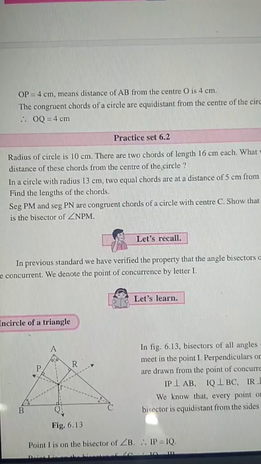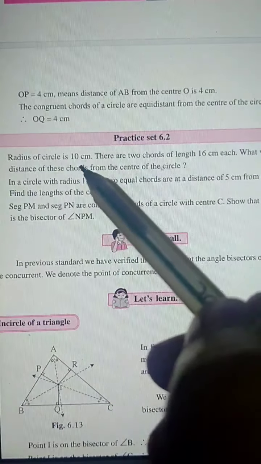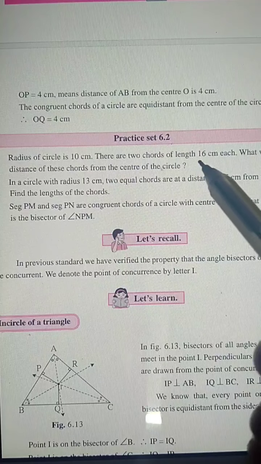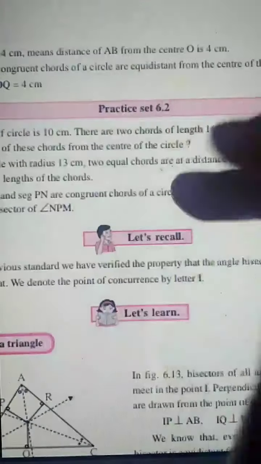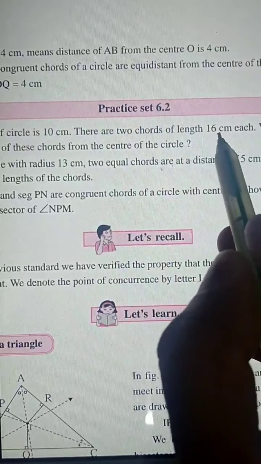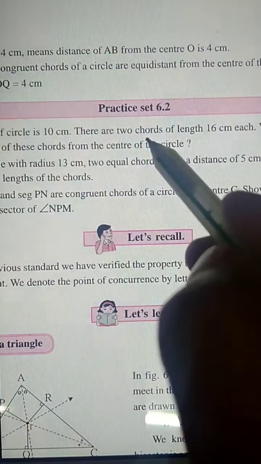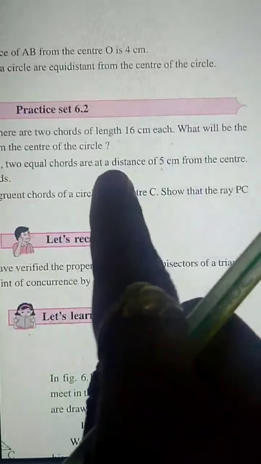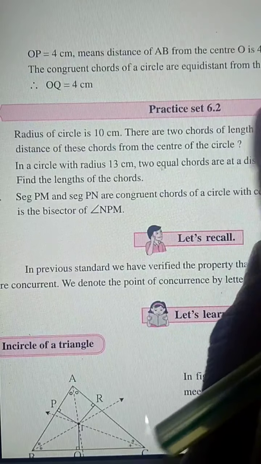First question of practice set 6.2 goes like this. Radius of circle is 10 centimeter. There are two chords of length 16 centimeter. So this is the clue. There are two chords and both the two chords are of 16 centimeter. So congruent chords. If both chords are congruent, then their distance from the center will also be same.